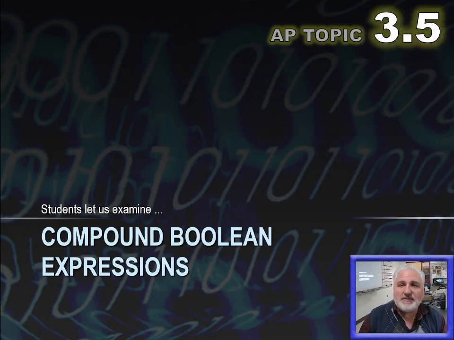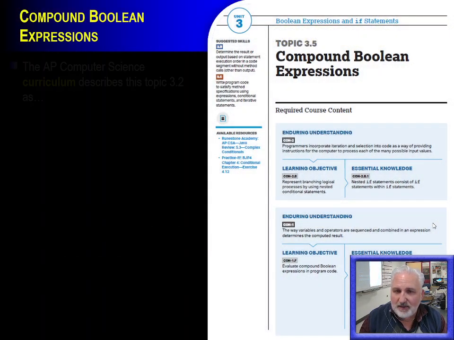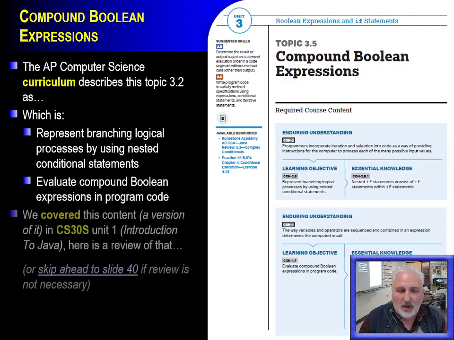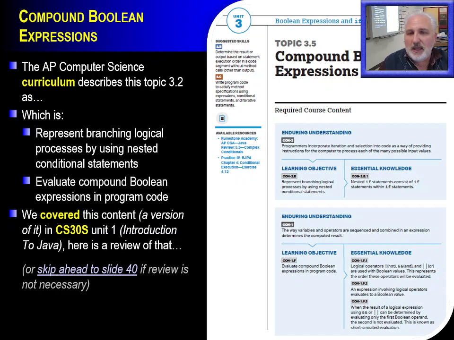All right, let's move on to topic 3.5, compound Boolean expressions. So what does the AP mean by this weird statement? The way they've described a compound statement is that logical operators like not, and, or can be used within a Boolean expression to combine your logic. So it says an expression involving logical operators like and, or, and not to evaluate to a Boolean value.